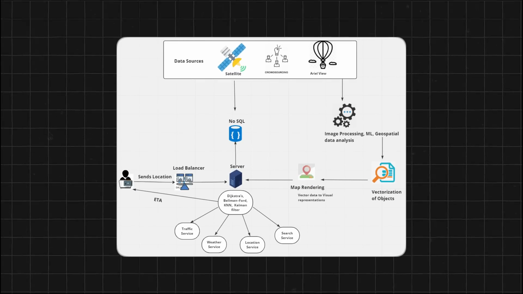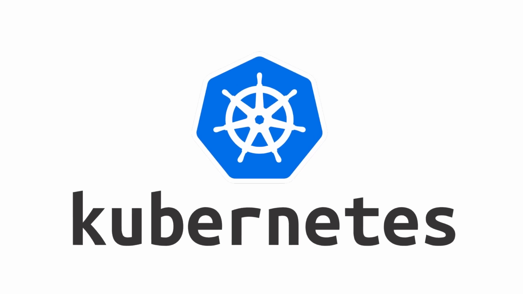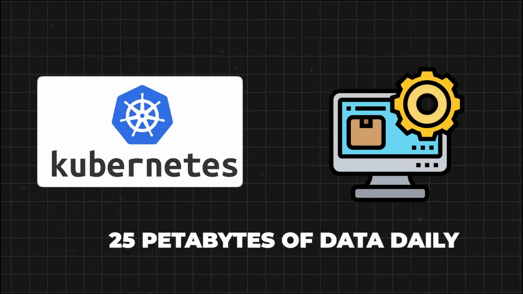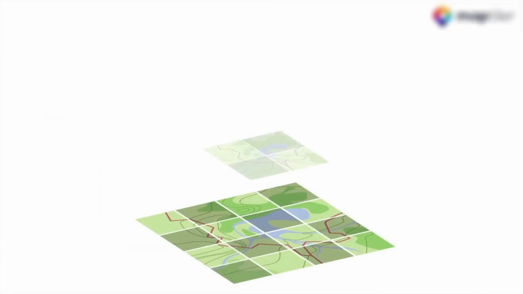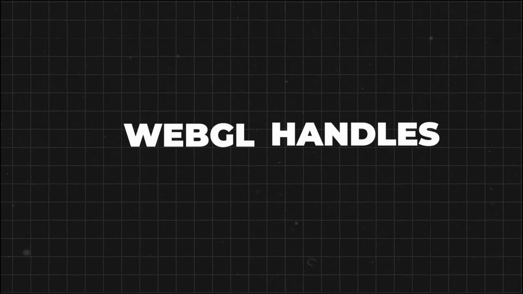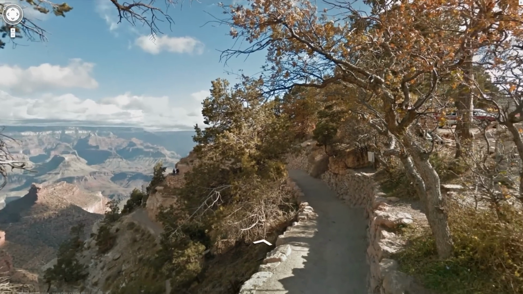At its core, Google Maps operates on a sophisticated microservices architecture utilizing containerized deployments managed by Kubernetes. The system processes 25 petabytes of data daily through a distributed computing framework. The vector tile system employs protocol buffers for efficient data serialization, while WebGL handles the rendering of 3D buildings and terrain with level of detail, or LOD, optimization.